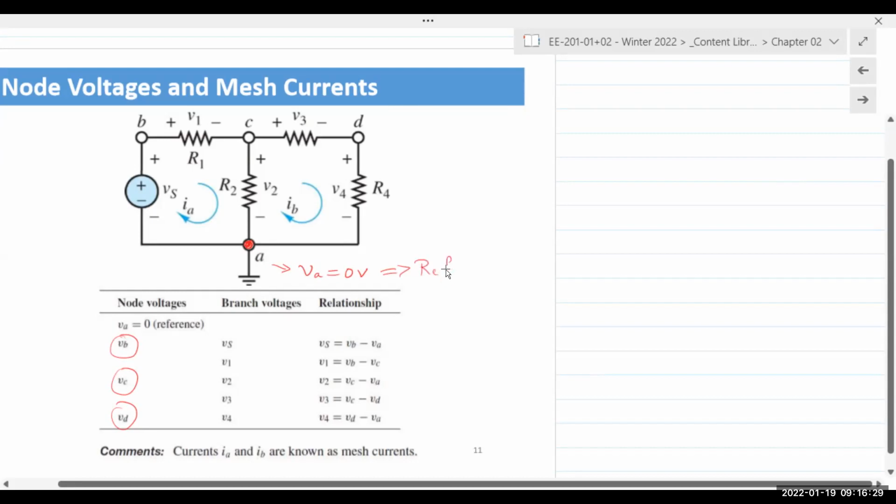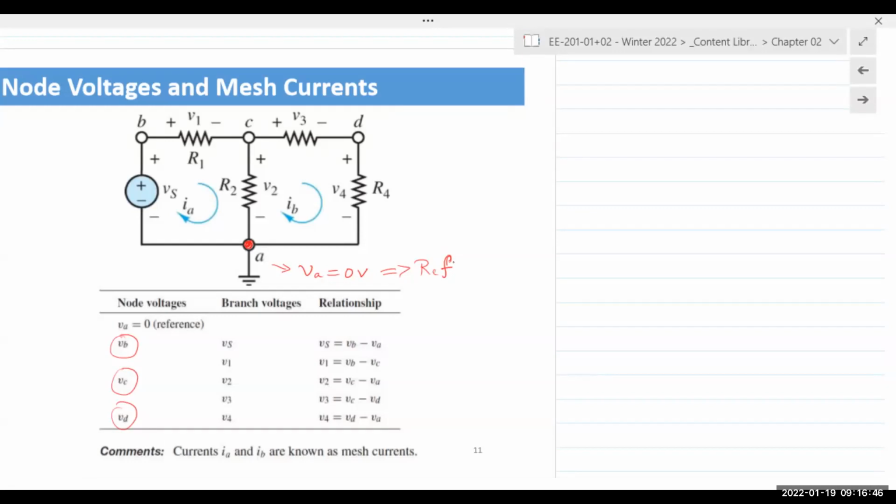Again, ground does not have to be your reference node, but it makes it easier in most circuits. Wherever your reference node is, that will be 0 volts. If you reference a different point other than ground, it does not matter. For the purposes of your analysis, that reference node will have a potential of 0 volts. Does that make sense to everyone? Okay.